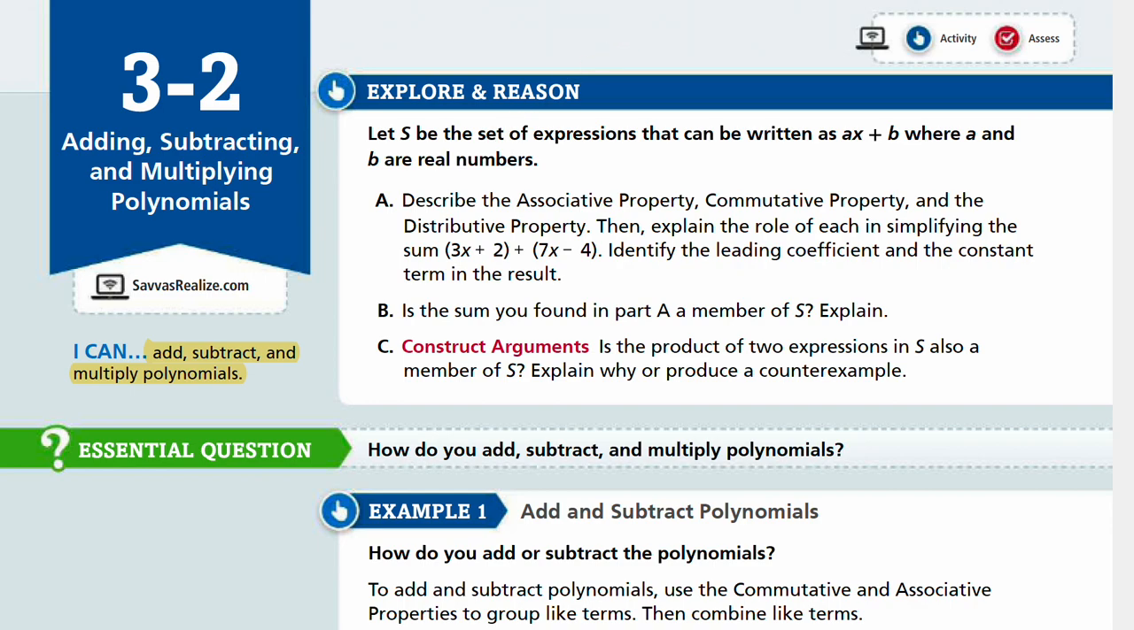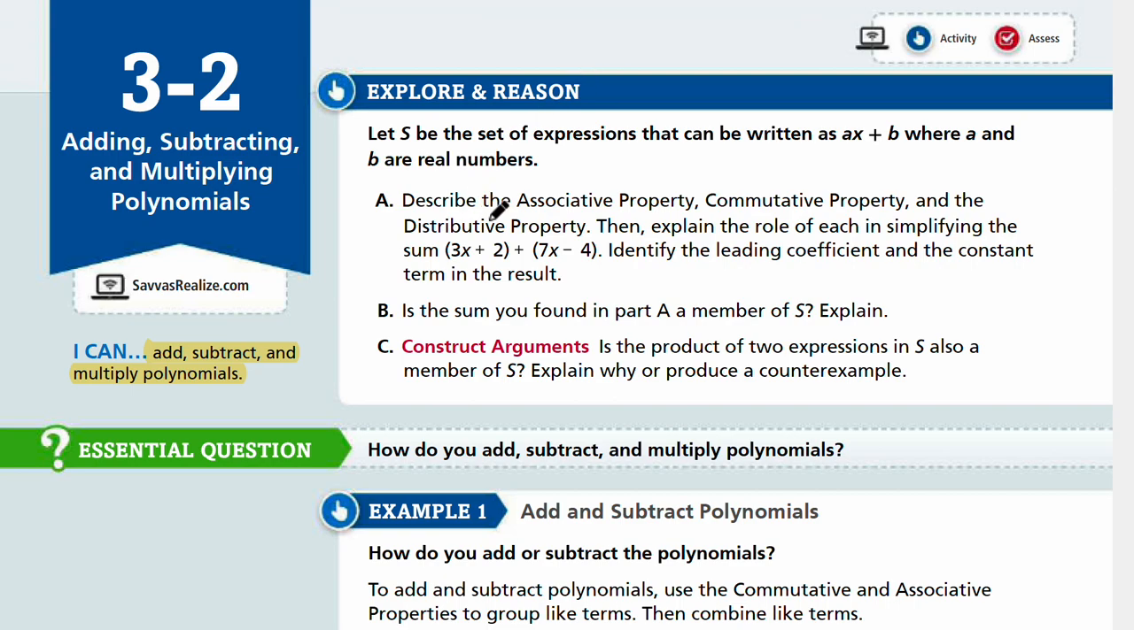Let S be the set of expressions that can be written as ax plus b, where a and b are real numbers. We're going to describe the associative property, commutative property, and the distributive property, and then we're going to explain the role of each in simplifying the sum 3x plus 2 plus 7x minus 4. We're going to identify the leading coefficient, the constant term, and the result.